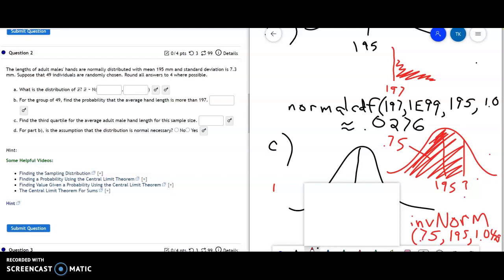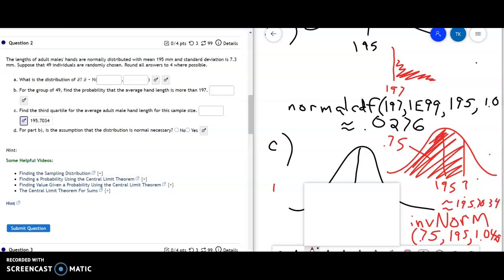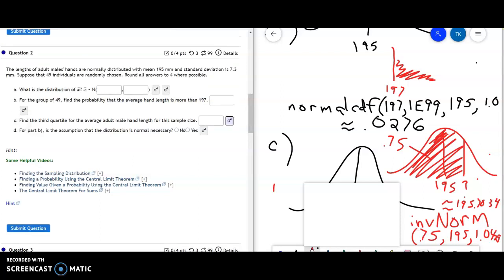Inverse norm is found in the same location that the normal CDF is. It's under second distribution. Again, you tell it these 3 values. And I am coming up with approximately, and we're going to go 4 decimal places here, 195.7034. I'm going to double check that they want 4 decimal places, and they do.